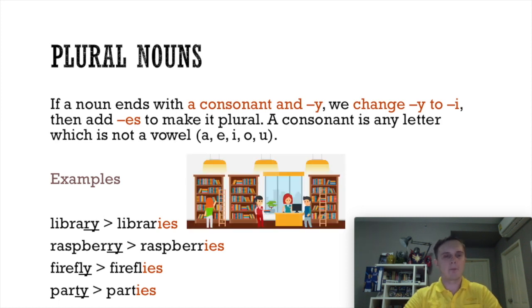Library. Library ends with RY. Y is obviously the last letter, and R, the letter before it, is a consonant because it's not A, it's not E, it's not I, it's not O, it's not U, it's an R. It's a consonant. So when we make our plural form of the noun library, we take away the Y, we add an I, and then we add ES. So we have libraries. No Y in that plural noun.